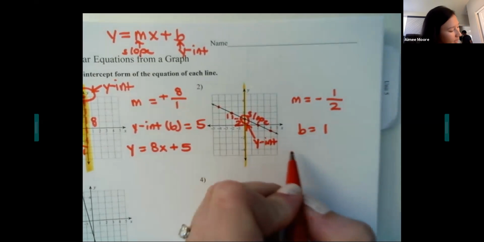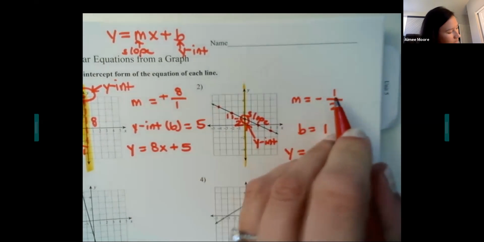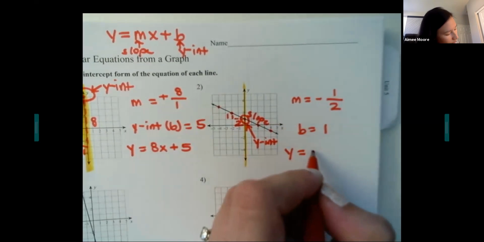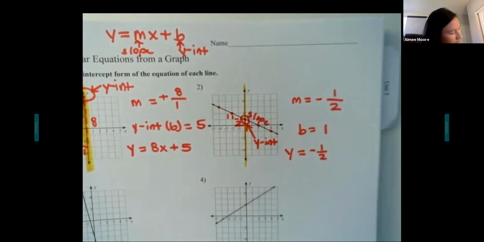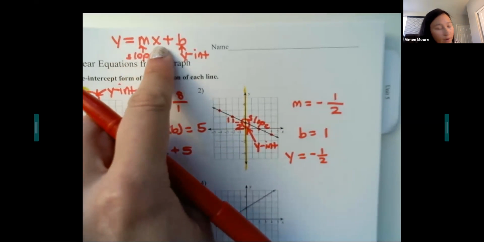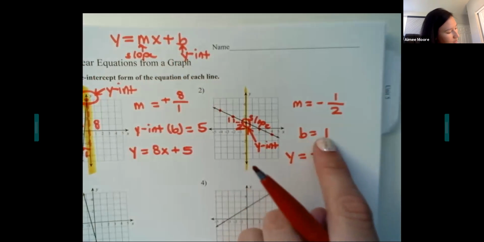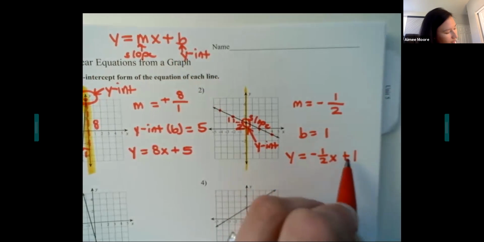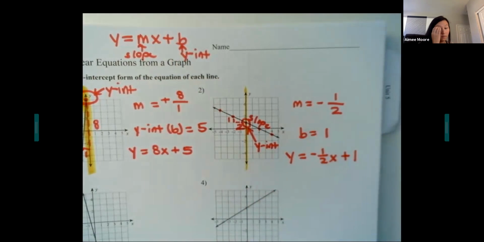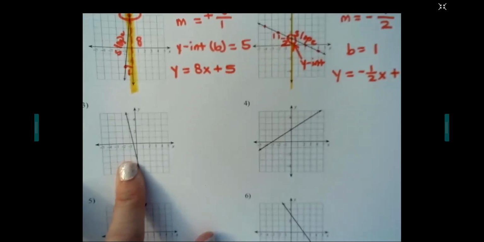And then we just plug it into our formula. So y equals our slope, which is -1/2, x is our constant, plus our y-intercept, which is 1. So if it helps you, Dakota, you could do the y-intercept first. So we can try that on number 3.